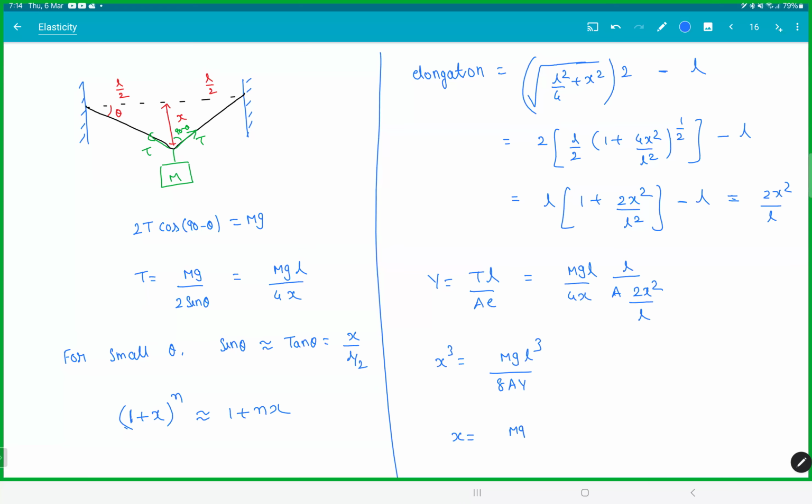Therefore, x is equal to (mg by 8ay) whole to the power of 1 by 3 into L. Check. So the main idea here is get tension in terms of x and get elongation in terms of x. So you just substitute everything in that and you'll get it. Kind of a standard problem. You should definitely know how to do this.